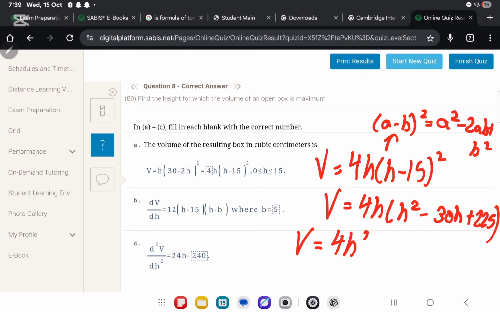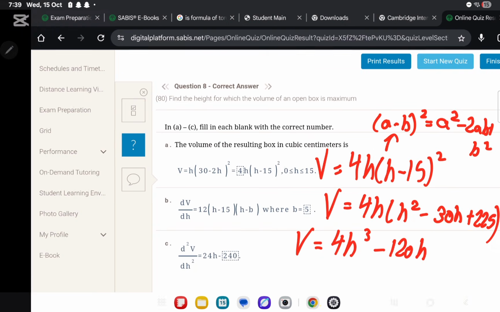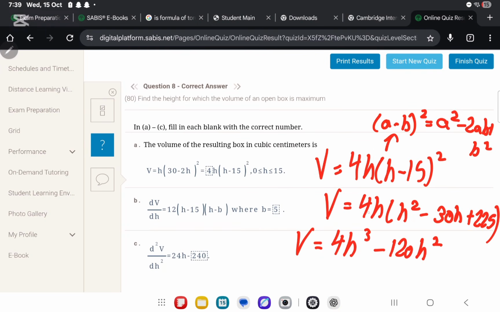Okay, so v is equal to 4h squared minus 120h. Did I make the same mistake? No, 4h cubed. Sorry, 4h cubed minus 120h squared, right? Because h times h plus 225h. Or sorry, wait, no. This is what, 4 times 3 is 120. This is correct. Times what's 225 times 4? 900, right? 900h. Okay, now derive this, dv by dh.